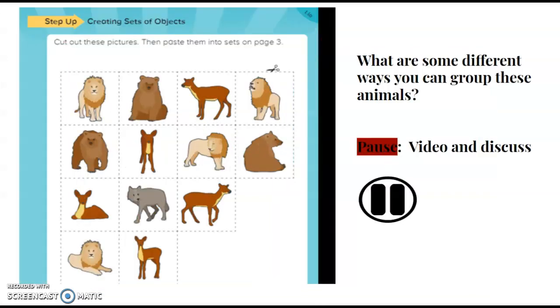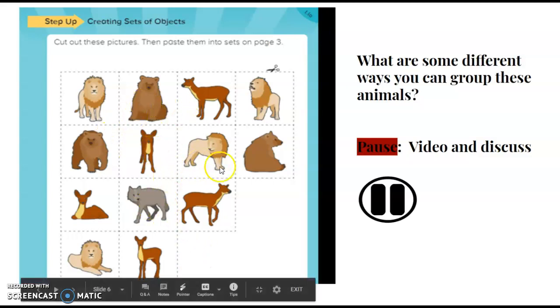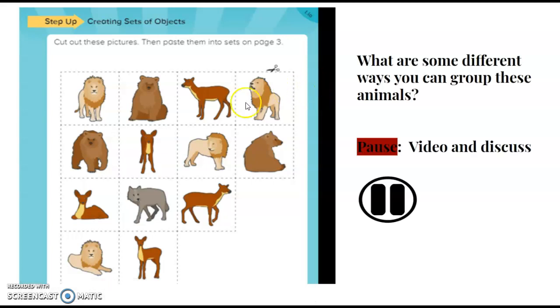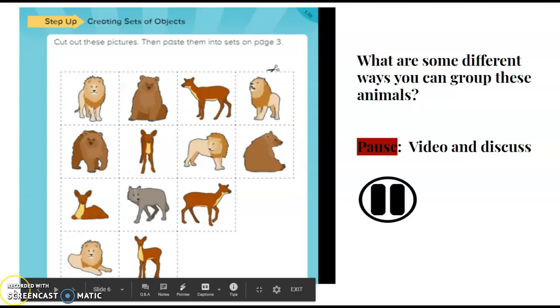All right. I want everyone to look at the page with just the animals. On the animal page, we have some lions, some bears, some deers, and a wolf. I want you to stop this video and think about with someone at your house, what are some different ways you could group these animals? Have a small discussion and then start the video again. Pause the video.